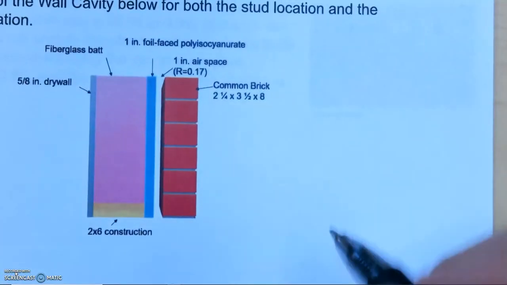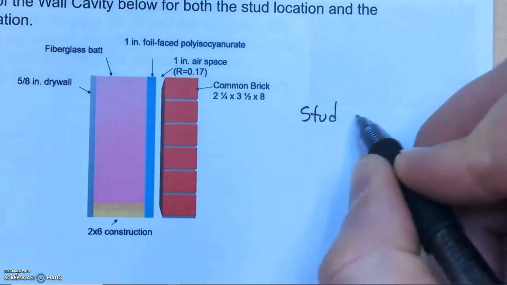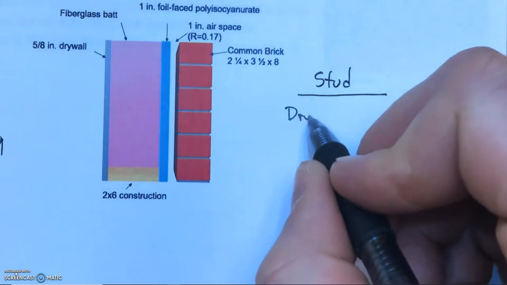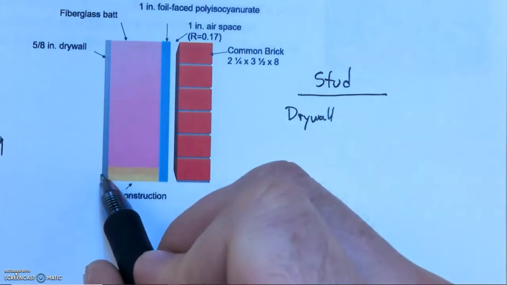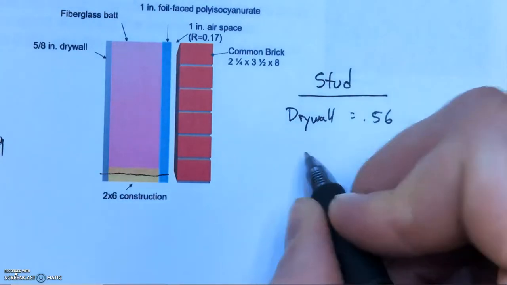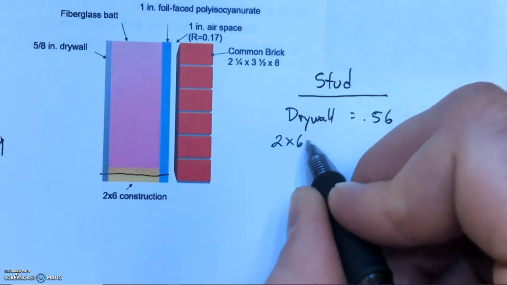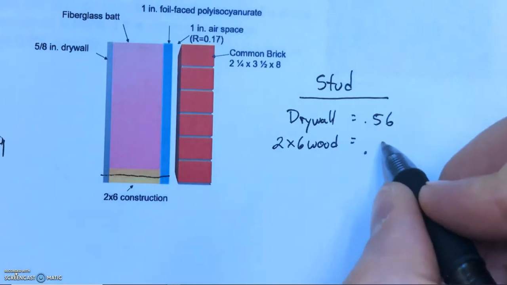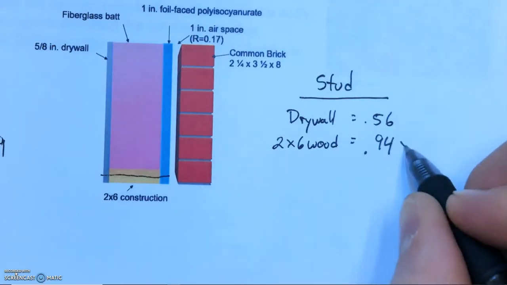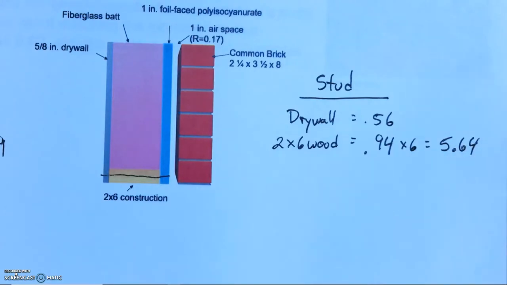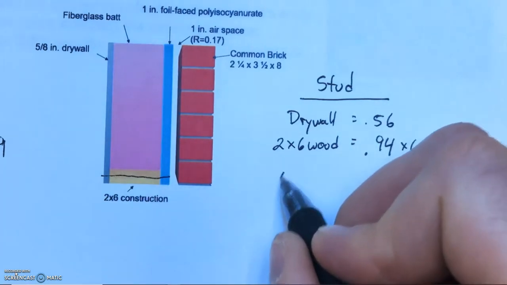Now, not only do we have a wall cavity, we also have where the wood stud is located. Okay, so we're going to use the same things. Again, we have drywall. We're down here now, so we're going through this area. So we have drywall, that's 0.56. We have the 2x6 wood. And if you look at it, wood is 0.94 per inch, and we have 6 inches, so that's going to give us 5.64 for an R value. Okay, so that's going to be our R value for the wood. And then we have the foil face again.